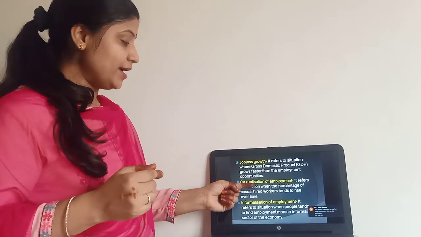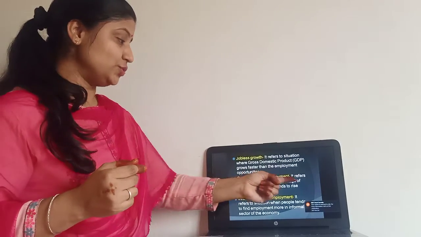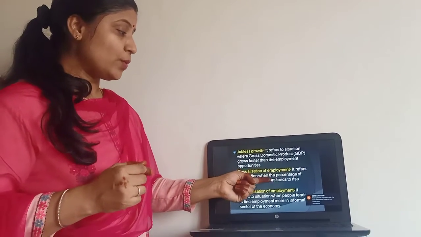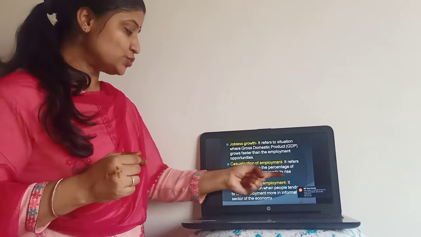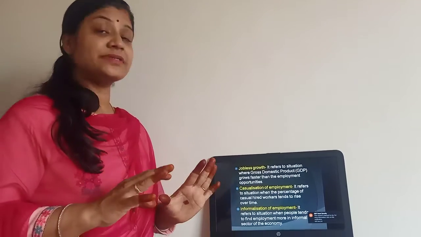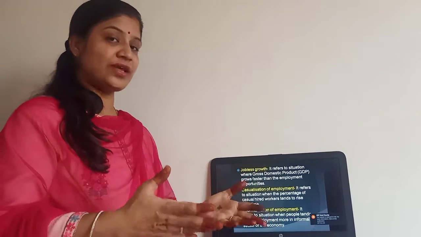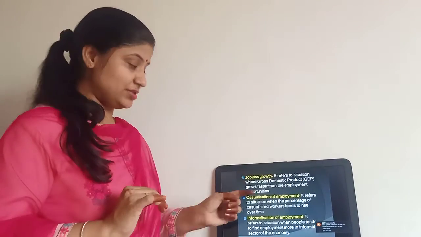Now the next one, casualization of employment. The word itself tells you it refers to a situation when the percentage of casual hired workers tends to rise. That means in a country, if more casual people are being employed, then again they don't have a job, again they have a job, again they don't have a job. If this is the situation, then it is called casualization of employment.